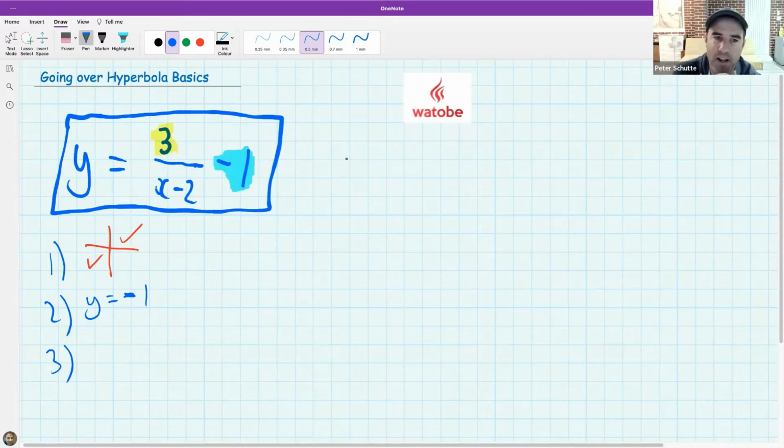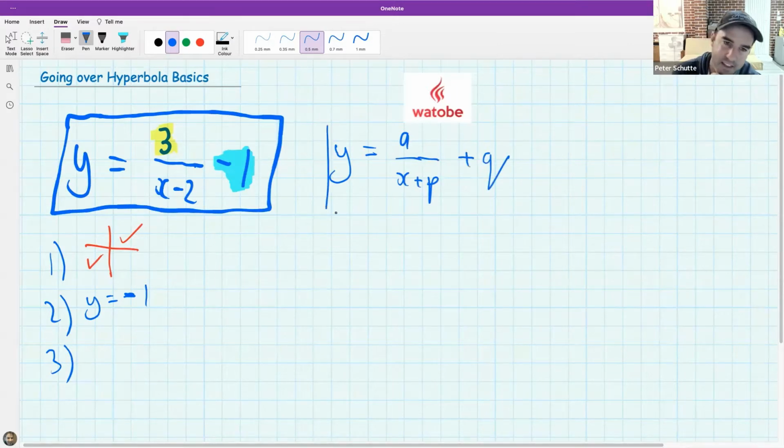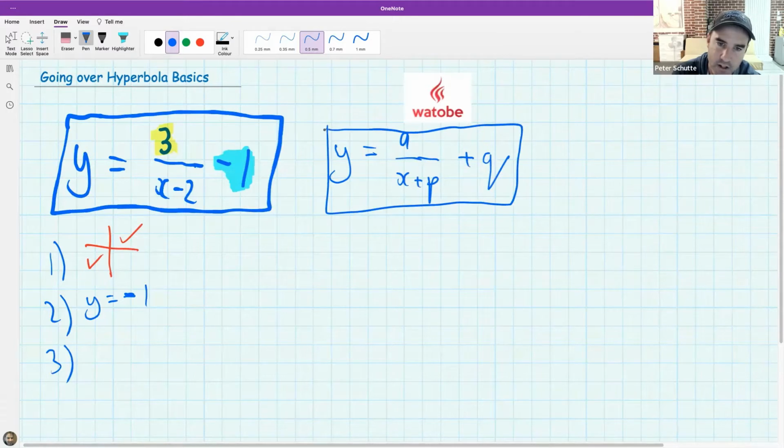I always think of the standard form of a hyperbola, and I'm sure Miss Coco would have talked about this, or she may not have got to it. I think of the plus q as shifting it up or down. And so the plus q here is shifting this whole graph down by 1. That's the y asymptote. Can you tell me about the x asymptote? Because that's a bit trickier.